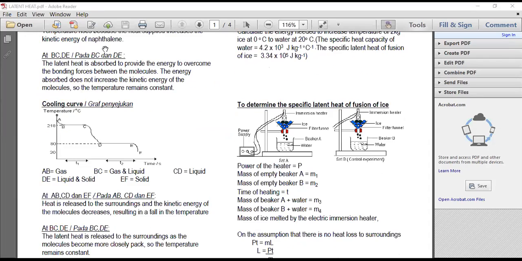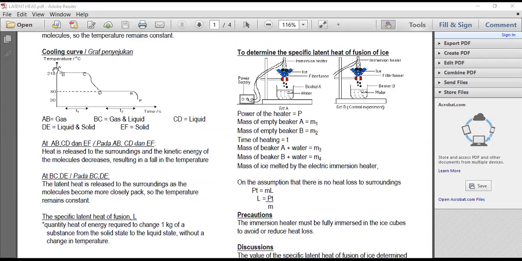Same thing for the cooling curve. This one is gas. The temperature decreases. After that, condensation happens. During BC, you have the matter in gas and liquid form, and after that it is 100% liquid. The temperature decreases again, and then solidification happens, which means it is liquid and solid, and then here it is 100% solid.